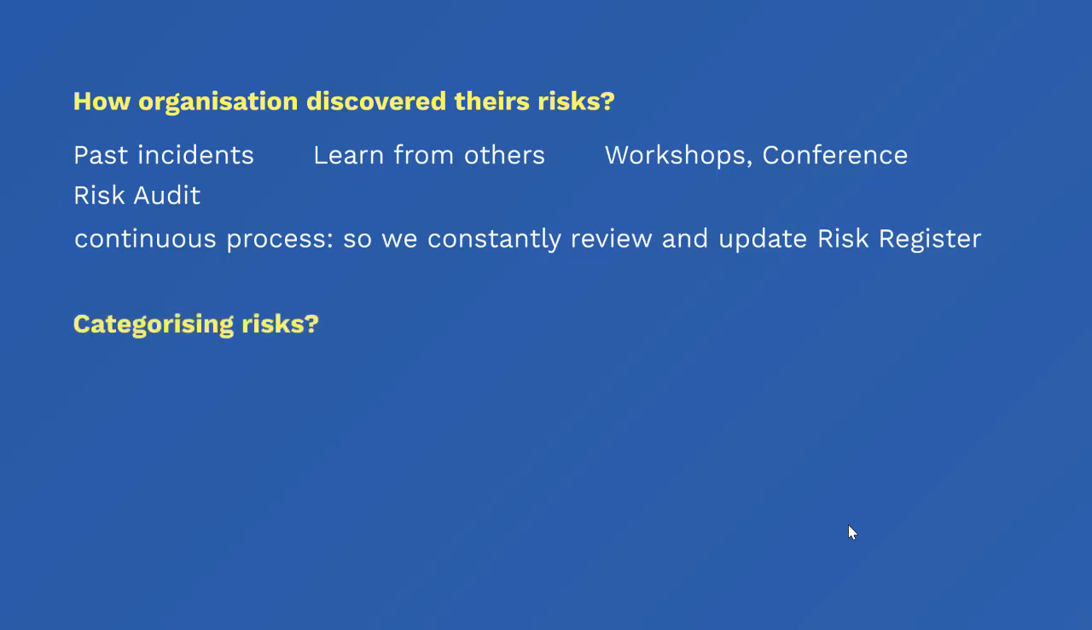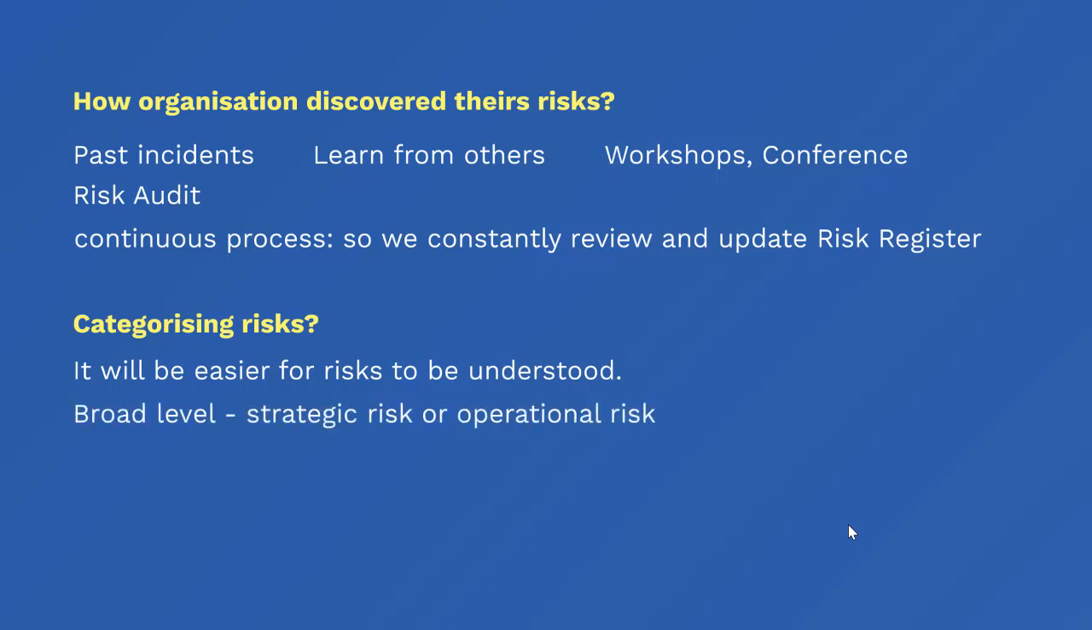Now, the risk then has to be categorized. This is basically to lump them into a common group. It will be easier for risk to be understood when we start categorizing them. That means we have them in certain types of risk. Now, at the broad level, we can divide risk into strategic risk or operational risk.